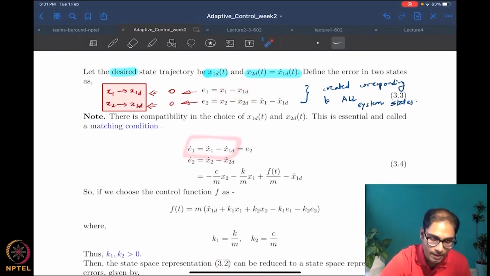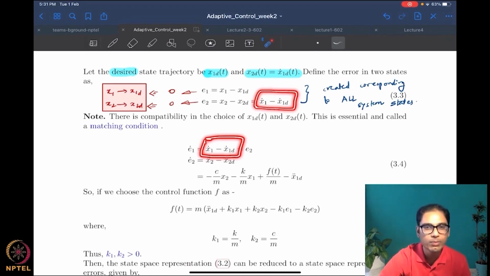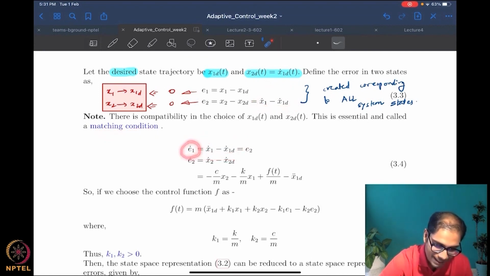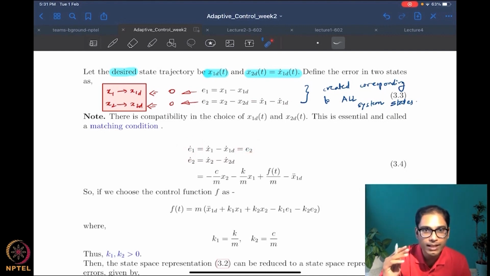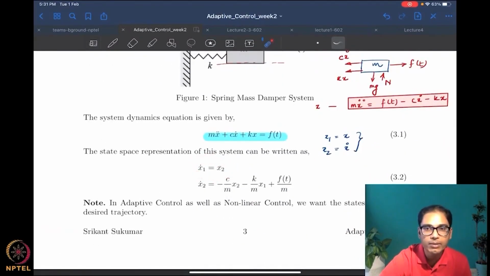Okay, and what is x1 dot minus x1 desired dot? It's exactly the same as our definition of E2. And this is not by magic, not by any distance. This is by virtue of the matching condition. This is because of the matching condition that you have this sort of dynamics. So what happens? E1 dot turns out to be exactly E2, right? So the first equation of our error dynamics looks exactly identical to our original state dynamics.